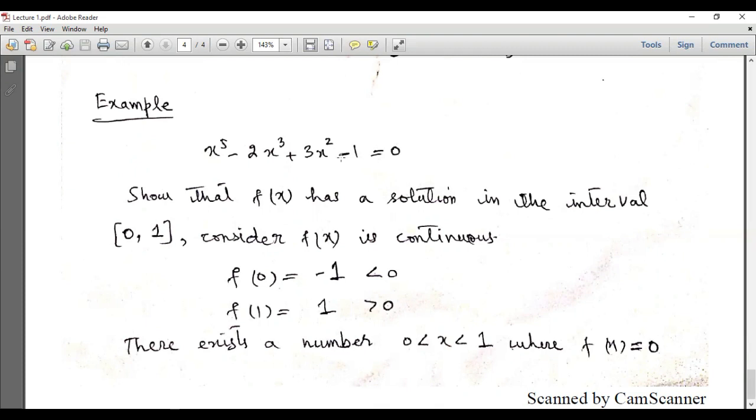So if I put a value of x equal to 0 in this function, then I will get an answer of -1. So this -1 is less than 0. Similarly, when I put the value of 1 in this function, I will get the answer of 1, and 1 is greater than 0. So clearly at one point the value of my function is -1, and at the other point the value of the function is 1. So it means between this range 0 to 1, there is definitely a point at which the value of the function is equal to 0. It means this function has a solution between these 2 points 0 and 1.